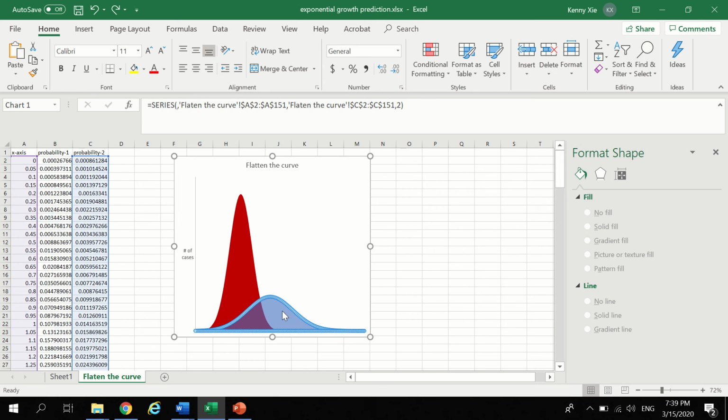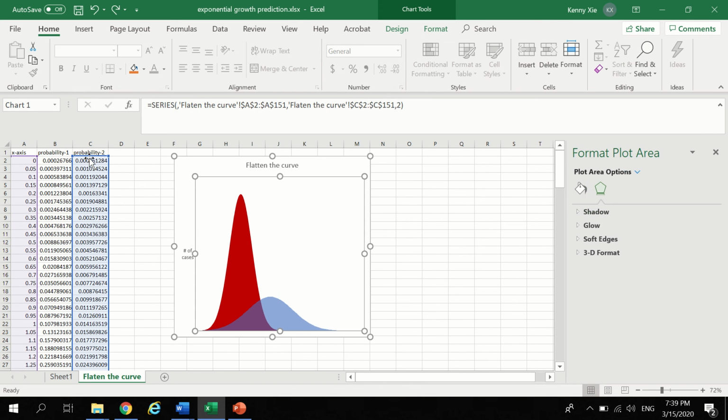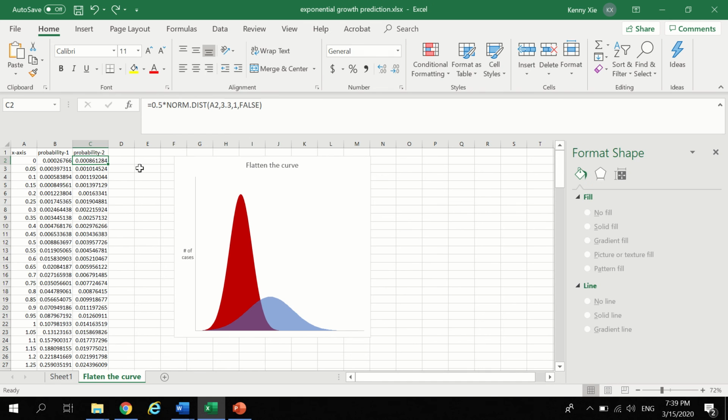And for the second peak, we have the mean as 3.3 and the standard deviation as 1. To make it smaller in area, I basically multiplied by a factor of 0.5. I also removed the labels of the x-axis and y-axis to make it very neat.